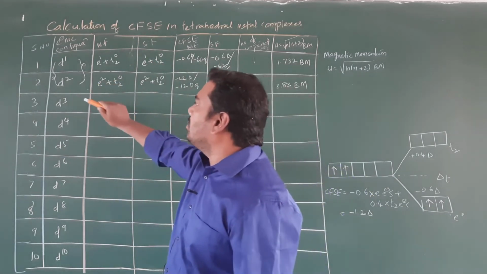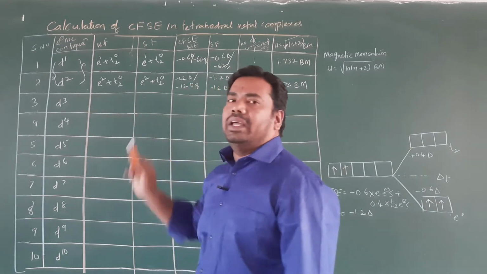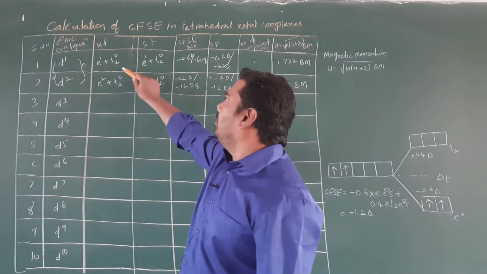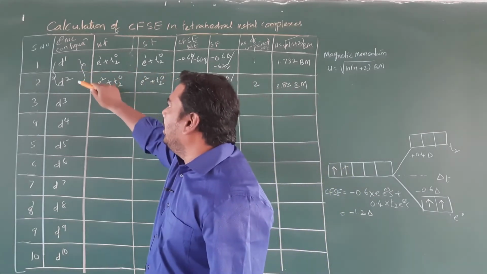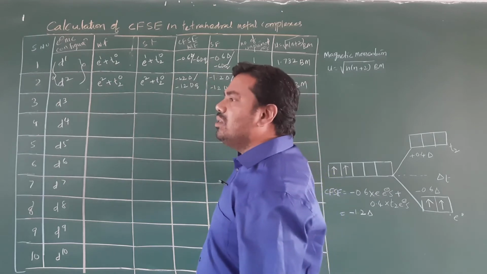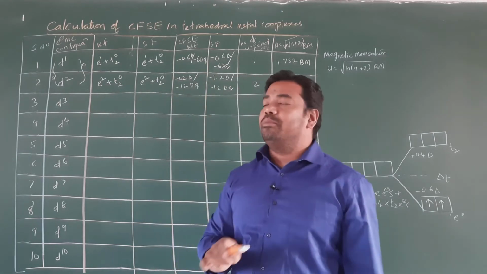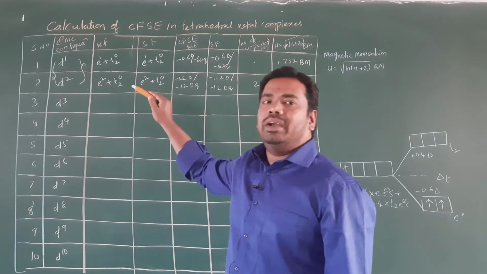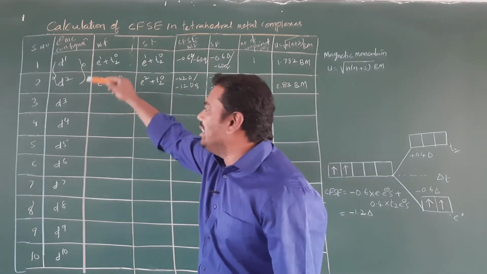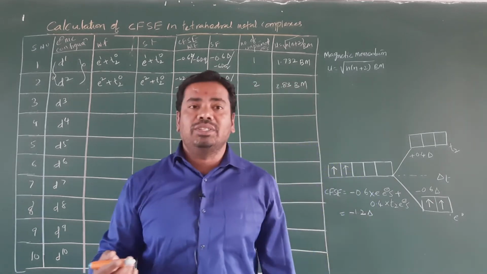Okay, so the values vary from the D3 configuration. In the case of octahedral metal complexes, for both weak field and strong field, the D1, D2, D3 configurations have the same CFSE values and magnetic moment values. But here, in this case, only the D1 and D2 configurations are the same for both weak field and strong field; they vary from the D3 configuration. That is very, very important.